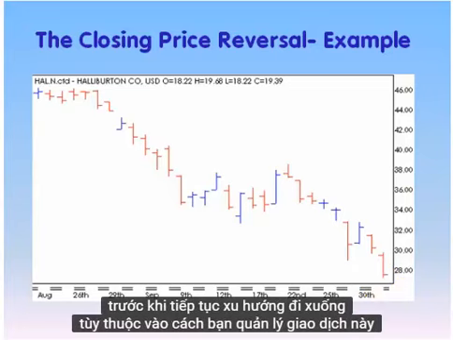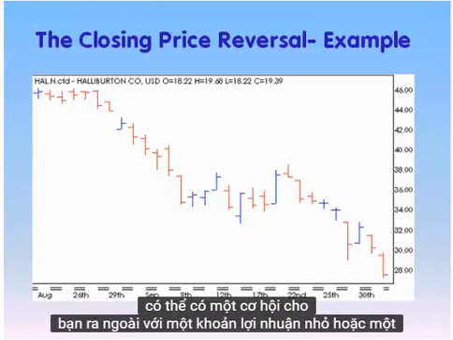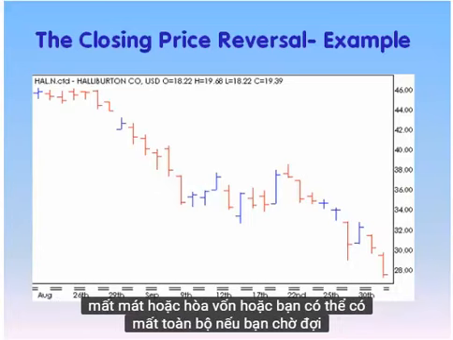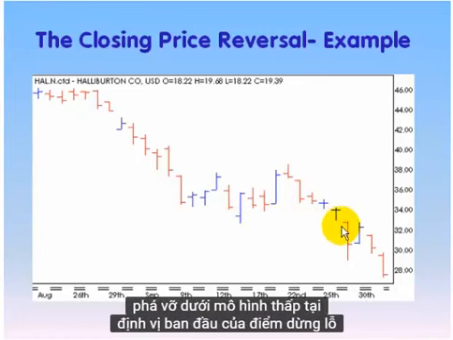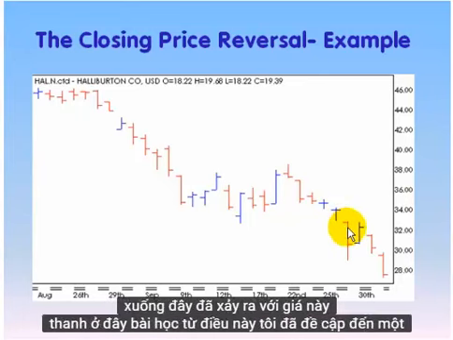Depending on how you manage this trade, there may have been an opportunity for you to get out with a small profit or a small loss or break even, or you may have taken the full loss if you waited for the break below the pattern low at the initial positioning of the stop loss down here, which occurred on this price bar here.